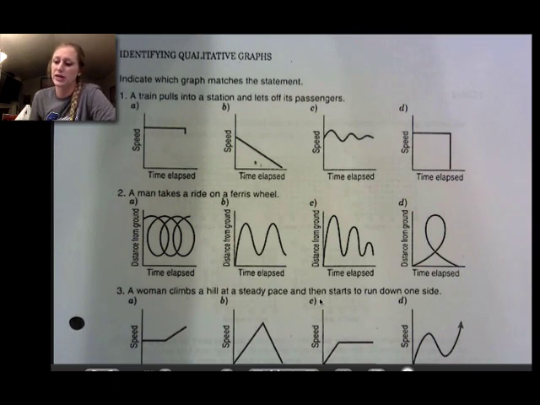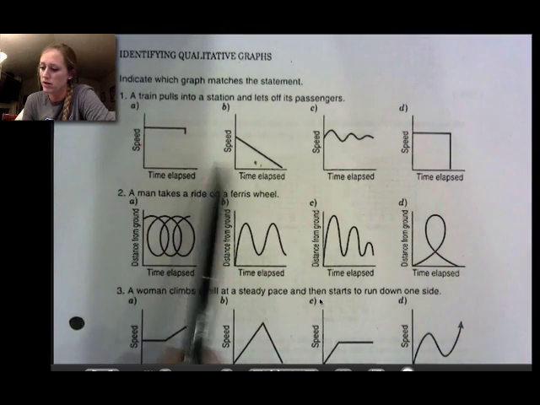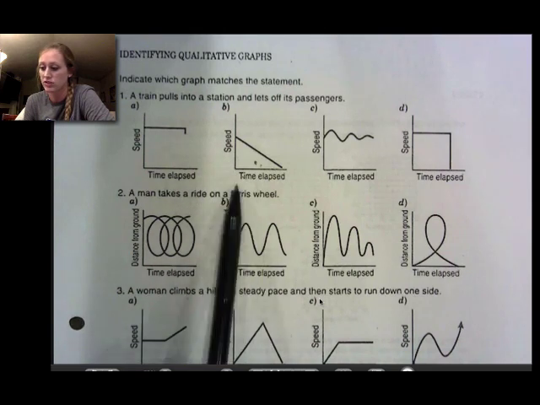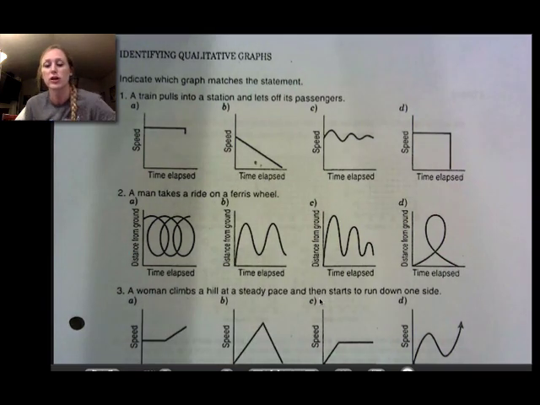So here's the scenario. A train pulls into a station and lets off its passengers. The graphs, if you notice, every single one is comparing speed over time. When you think about a train pulling into the station, its speed is going to slow down all the way to 0 so that passengers can get off. So we want a graph where the speed is going down continually.